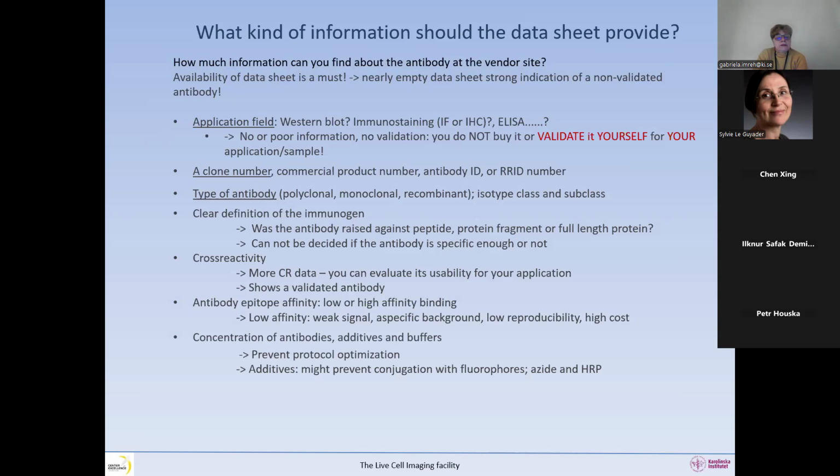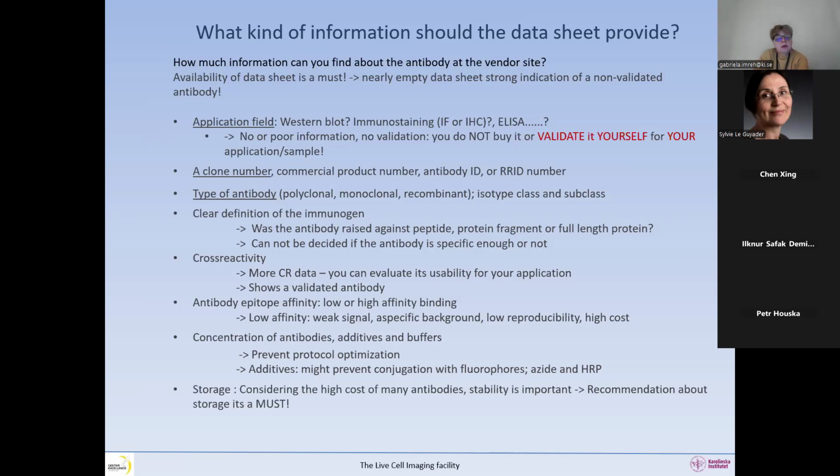The concentration of the antibody. What additives and buffers? What is in the solution the antibody comes with? First of all, the concentration is important. If you don't have the concentration, that will prevent you from protocol optimization. And if some of the additives are not mentioned, you will not be able to know if you can use this particular antibody when you want to conjugate it with fluorophores, for example.